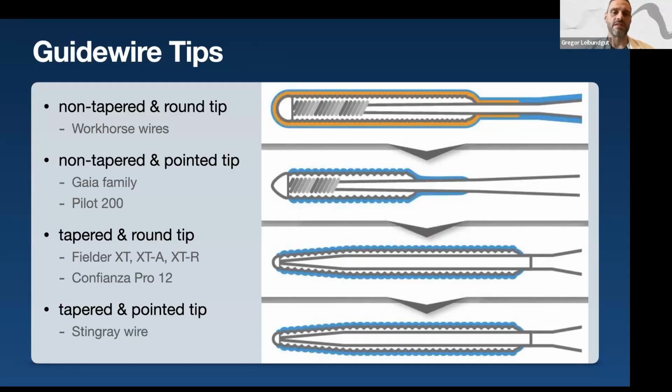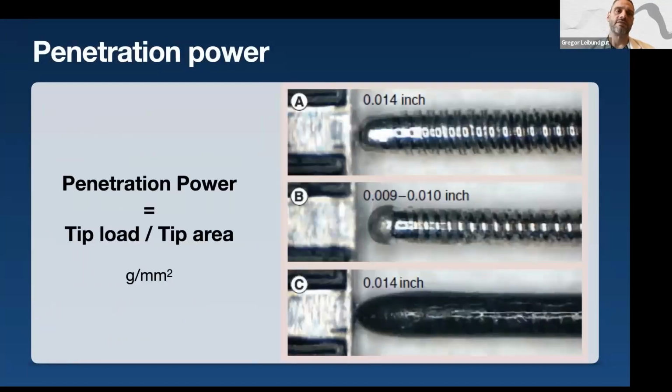So if somebody steps on your foot with a sneaker, it's probably not as dangerous or as pointy as when somebody steps on your foot with the same weight with high heels. So therefore, we are talking about penetration power, so penetration ability of that tip of the high heel through your foot in this analogy, and in our space, the penetration of the wire into the calcium or the lesion. And penetration power is a function of tip load divided by tip area.